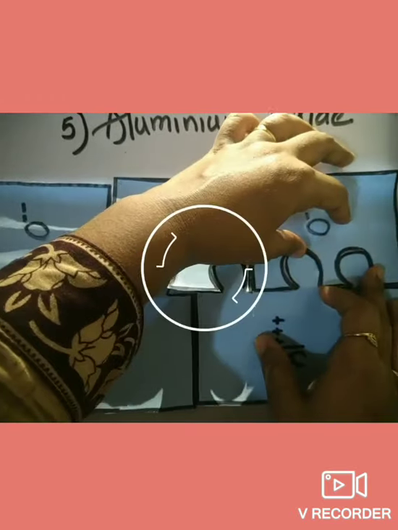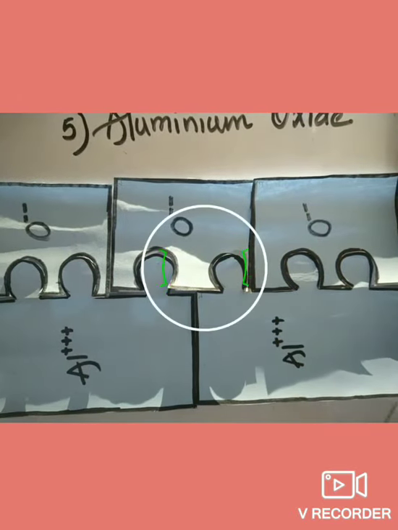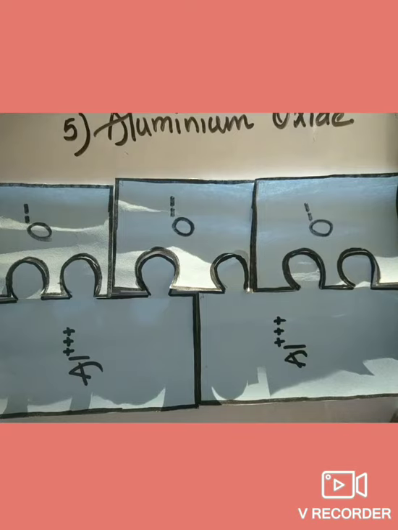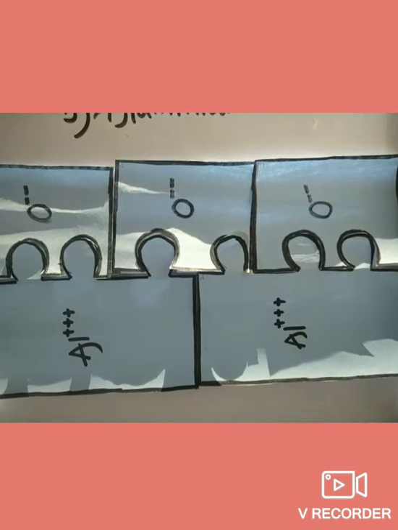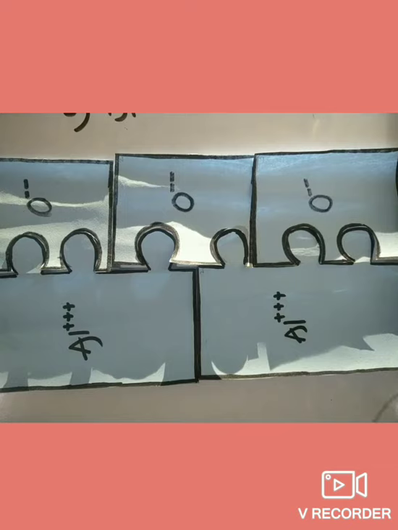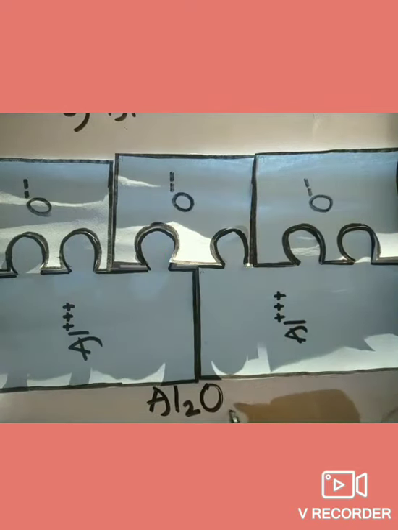Here I have taken oxygen. Oh wow, now our puzzle is complete. So what we did here, how many aluminium we have taken? We took 2 aluminium and how many oxygen we have taken? 1, 2, 3. So O3. The formula for aluminium oxide would be Al2O3. How simple it is. Okay, let's move on to the next one.